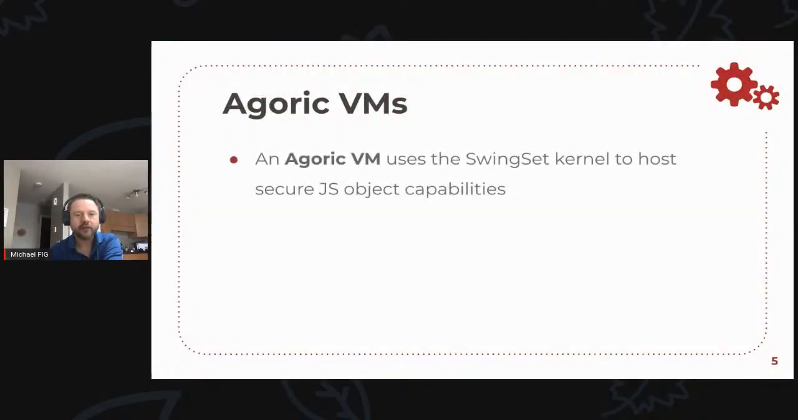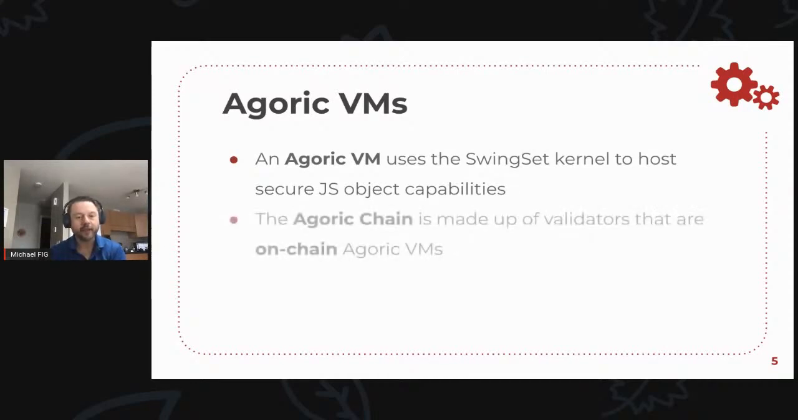The Agoric VM uses the swing-set kernel, which Brian will be talking about in an hour, to host secure JS object capabilities. So the Agoric VM specifically is secure JavaScript plus the use of a kernel. This allows multiple independent entities within the kernel to run without being able to compromise one another. So it's another partitioning of how a VM is set up.